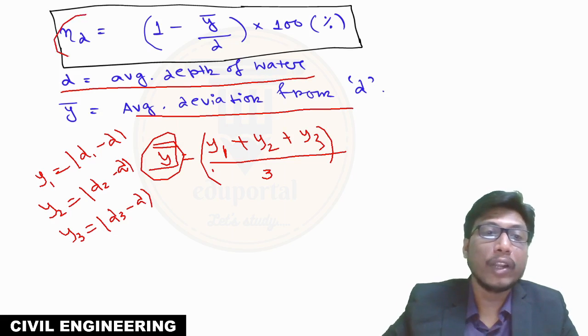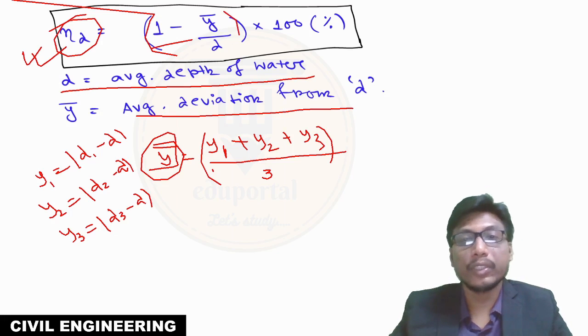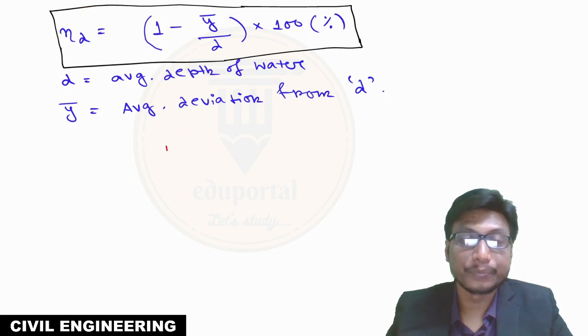Okay, so what is eta d? Eta d is the distribution efficiency, that is equal to 1 minus y bar by d into 100%. Okay, so this is another very important one.